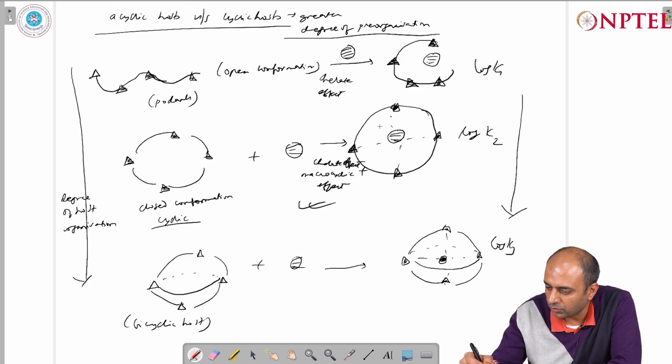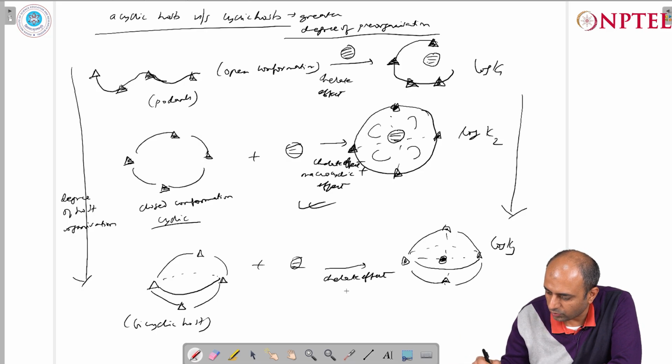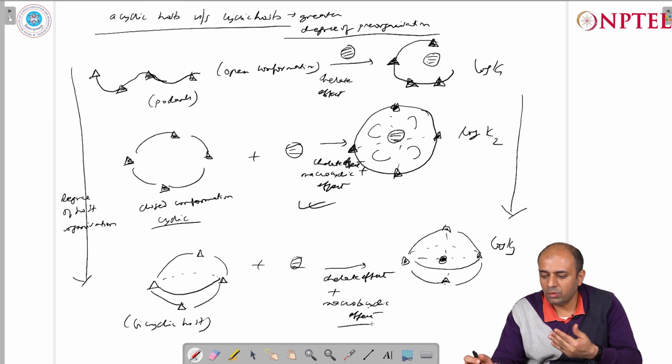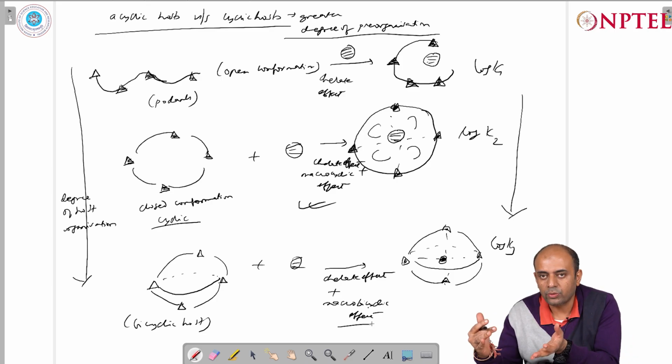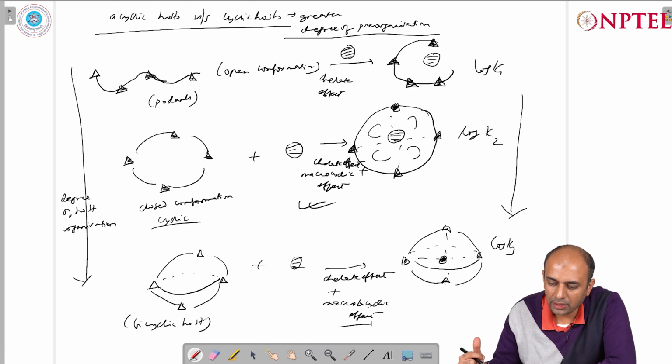The chelate effect is because you are forming these rings here, and because you have a bicyclic host you will have the macrobicyclic effect. So the more rings, the more chelate rings, the more the stabilization, and the more closed the conformation, the more the stability of these complexes. In the next class we will take up more concepts related to the operation of these bicyclic and macrocyclic effects. Thank you.